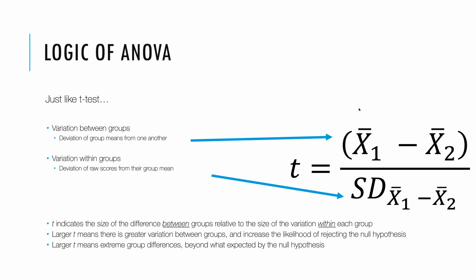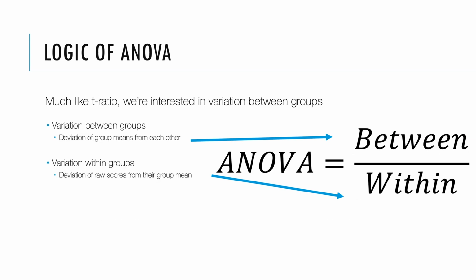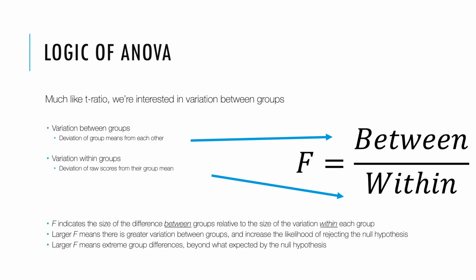We're looking at between over within. However, like the t-test, where we calculated an observed t-value or a t-ratio of between over within, now we have an f-ratio. An f-ratio is the calculation for ANOVA.